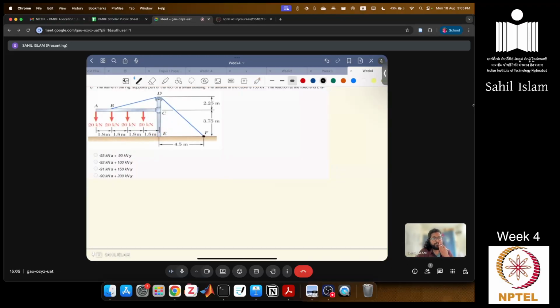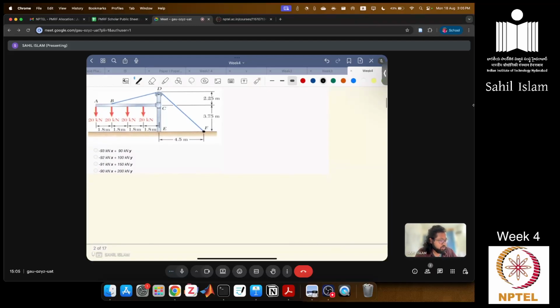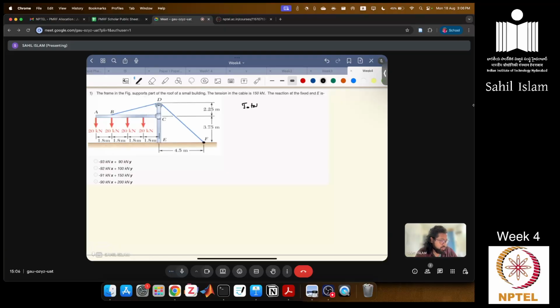To calculate the reaction, we have to calculate the total force in the system. So what is the total force in the system? Let's see where the forces are acting. First of all, the frame in question here is this frame. This frame is holding this beam and there is one rope attached to it. This rope has a tension which is given.